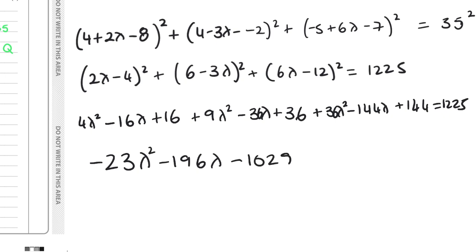Minus 1029 equals 0. So I'm going to divide everything by negative 23. I hope it's a factor. Divided by 23. Nope, it's not a factor. Does this mean I'm going to get awful numbers? Okay, scrap that. I'm not going to divide by 23. I'm going to put this straight into the calculator.